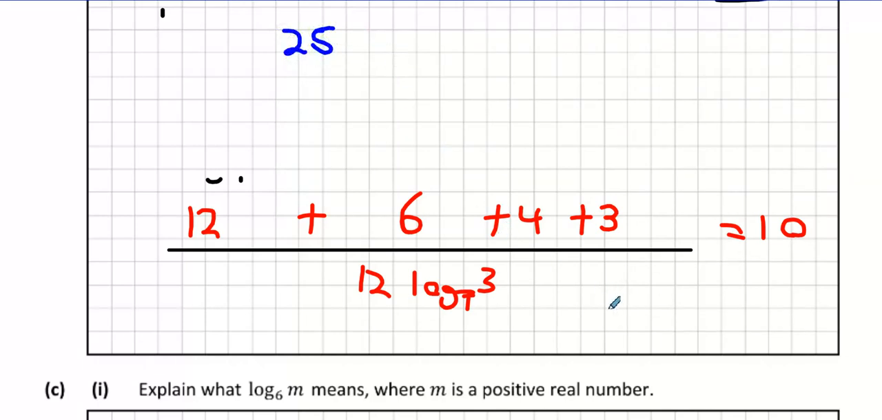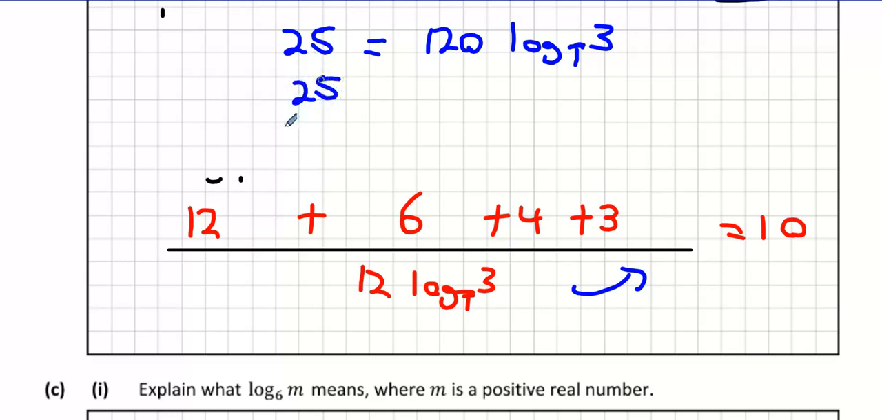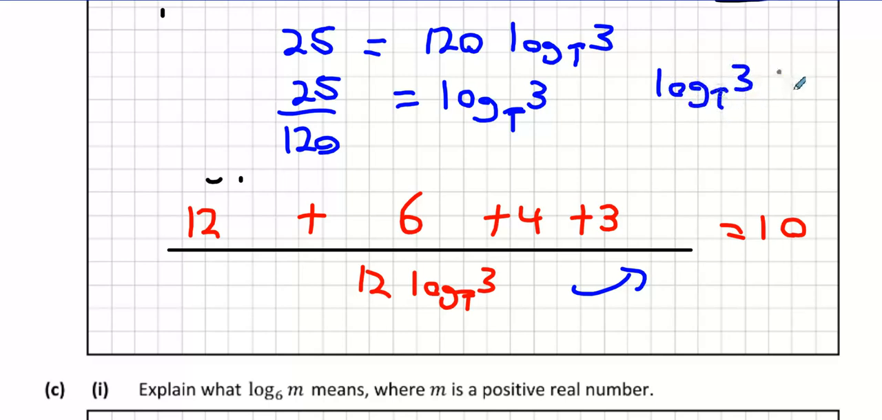Now I'm going to cross multiply up that 12. The 12 multiplies by the 10 and you leave the log alone. So 120 log 3 base t. Grab the 120 and put it underneath 25. What do you get? Anybody at all? Somebody? 5 over 24. That'll do me. 5 over 24, you said?